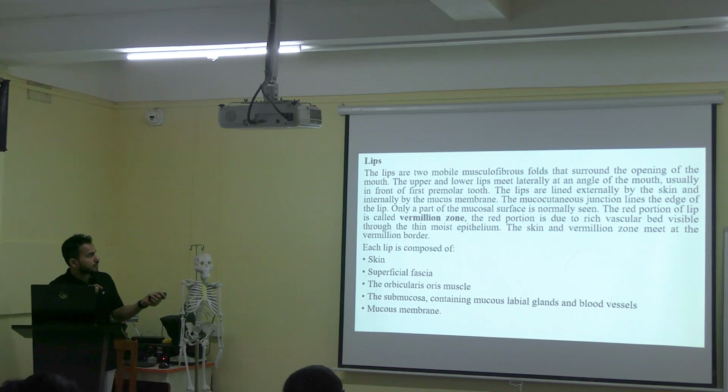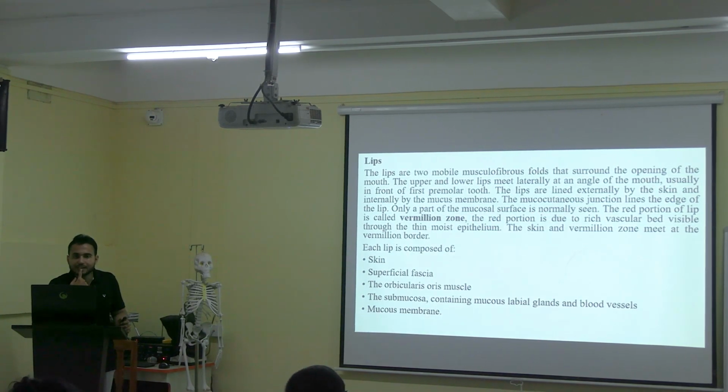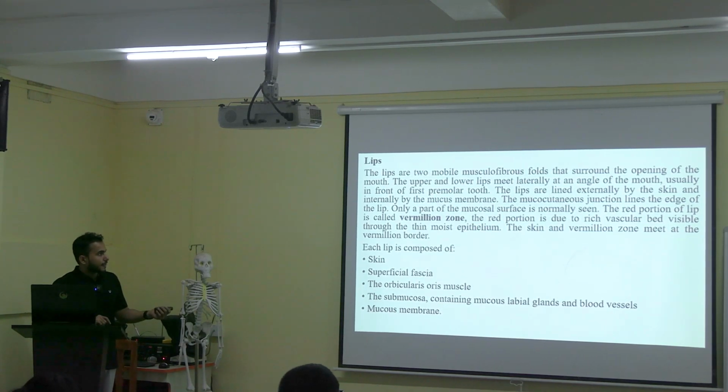Now only a part of the mucosal surface is normally seen. The red colored area of the lips is the mucosal surface, also called the vermilion zone. A small part is seen, most of the part is hidden, or you can say most of the part is situated inside, which cannot be seen normally. If you retract it, then only can you see the rest of the part.